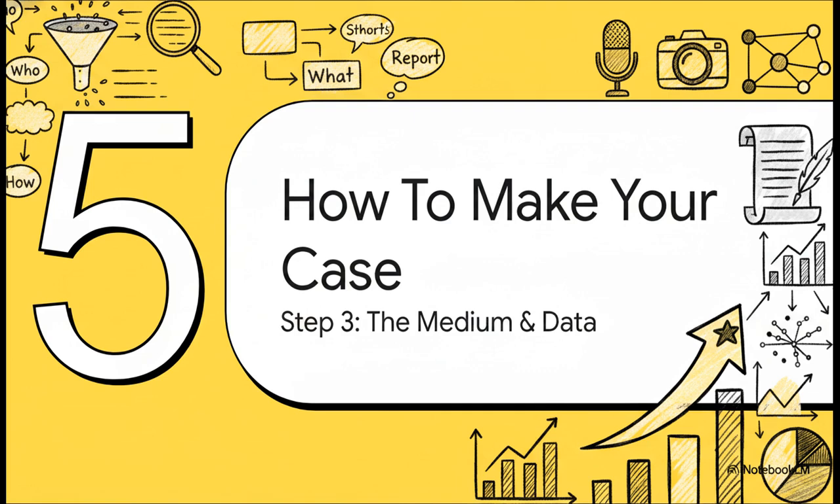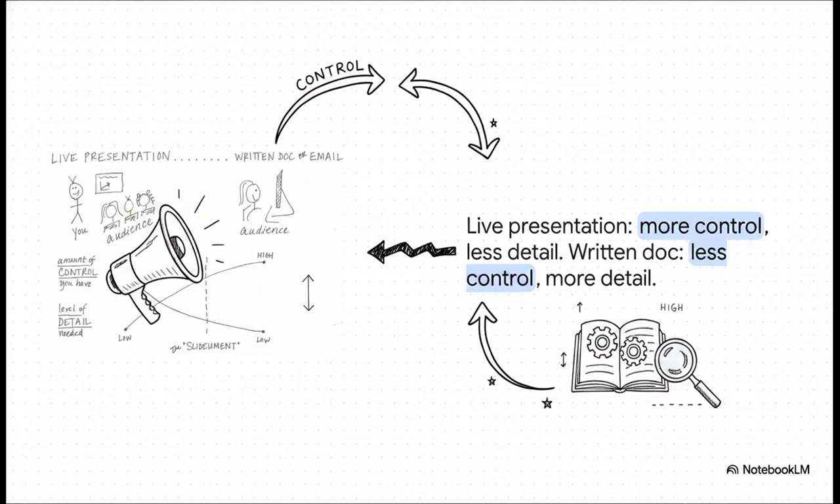And finally, only after we've locked in the who and the what can we start to ask how. How are we going to use data, and what medium are we going to use to make our case? The how is also about the mechanism you choose, and this illustrates the trade-off brilliantly. In a live presentation, you have total control of the narrative, which means your slides can be very simple and sparse. But in a written document, the audience is in control, so you have to provide way more detail and context.